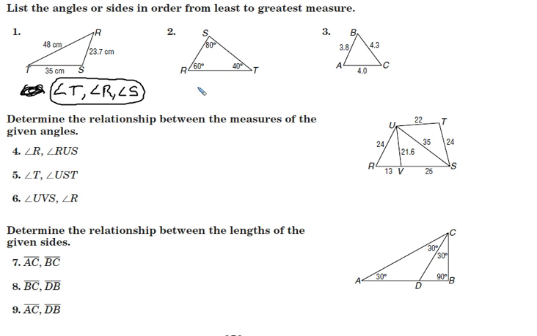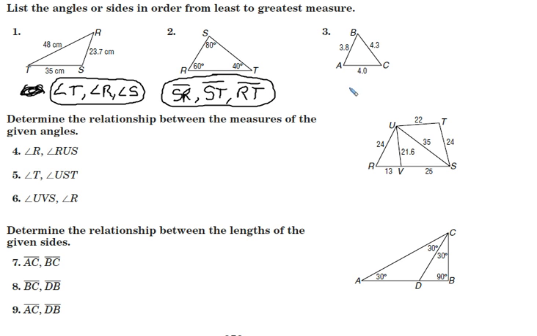Number 2, they give you the angles, we got to list the sides. Our smallest angle is angle T, and that is opposite SR. So we're going to list that first. The next largest angle is angle R, that's opposite ST. So we'll list that next. Then next is angle S, that is opposite RT. So least to greatest, there's the sides.